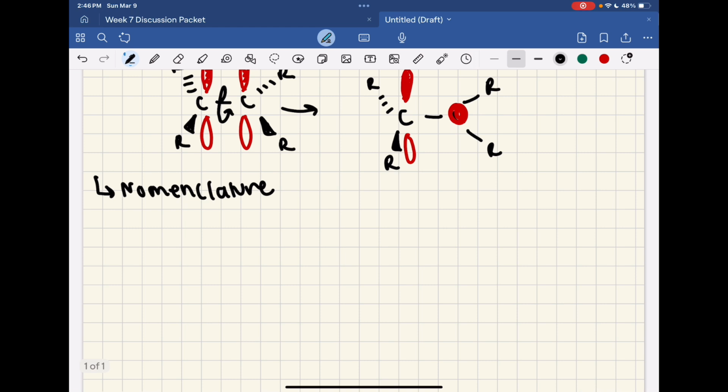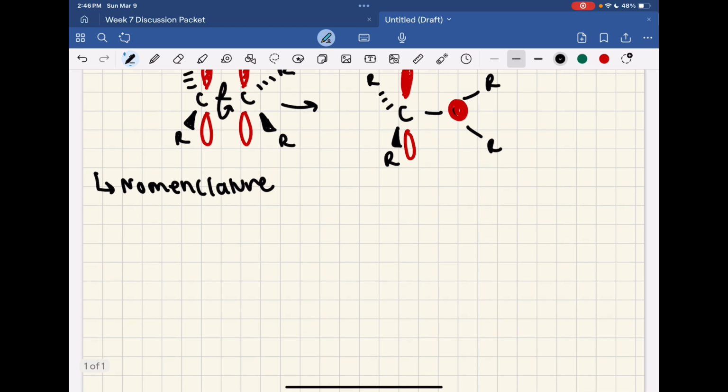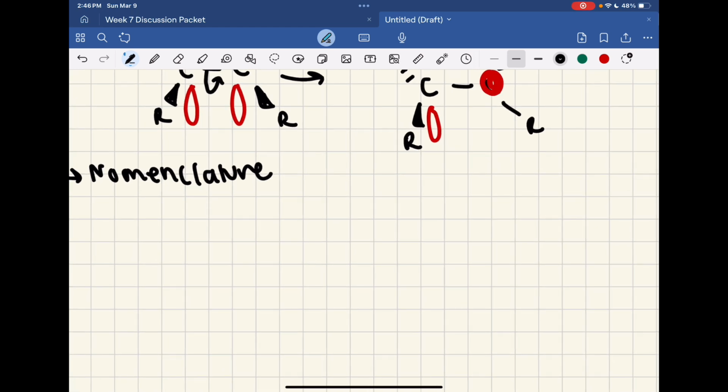So let me give you an example here. So I'm going to give you maybe a structure that looks like this. It's a big molecule here. So this guy, maybe I'll give you another one. Okay, so there's going to be a lot of things we want to talk about here.